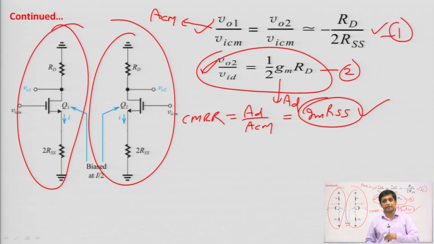The next one is the active load. Now, we will replace that resistor with a current mirror in the next class.